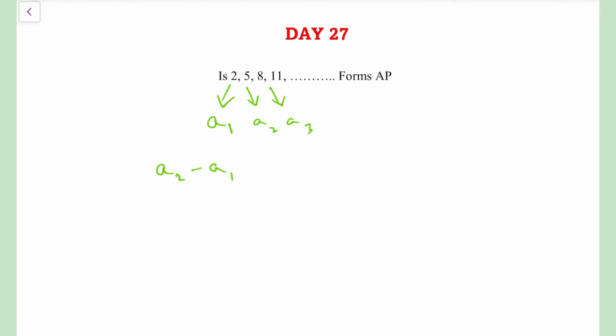A2 minus A1. Here A2, second term, is 5 minus A1, first term, is 2. 5 minus 2 is 3. Next, A3 minus A2. A3, third term, is 8 minus A2, second term, is 5. 8 minus 5 is 3. Here in both the cases the difference is the same. So D value is the same. Then the given progression is an AP.